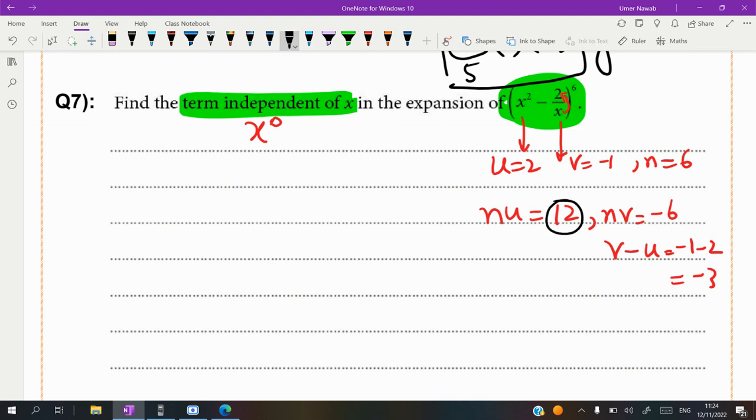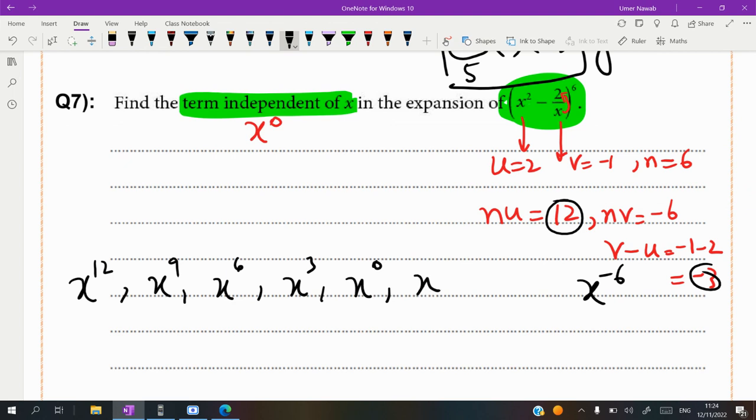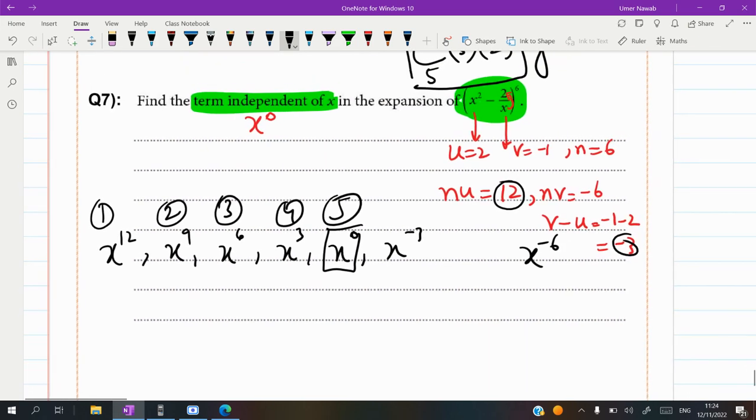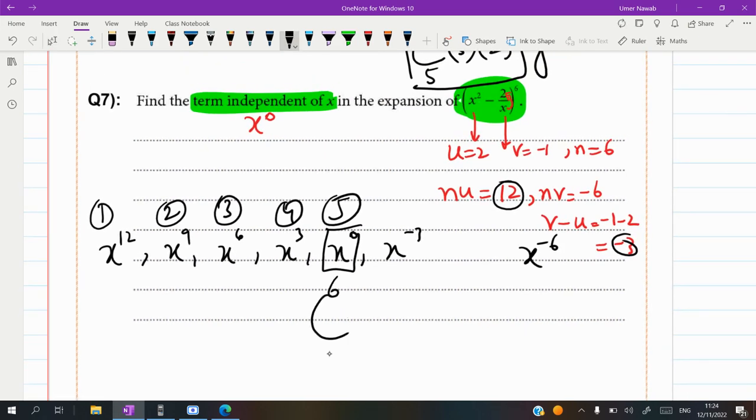So what is the maximum power I'm having? X power 12 and then x power, what is the last term? Minus 6. Each time it is decreased by 3. So from 12 you go to 9, then you go to 6, then you go to 3, then you go to 0, then you go to -3, and then you go to -6. I was looking at this. What is the term number? 1, 2, 3, 4, 5. This is the fifth term. So if it is the fifth term, I'm going to write 6c4. Fifth term means I'm going to write 4 here. And I already know what the power of x comes to me. I'm just interested in the coefficient.